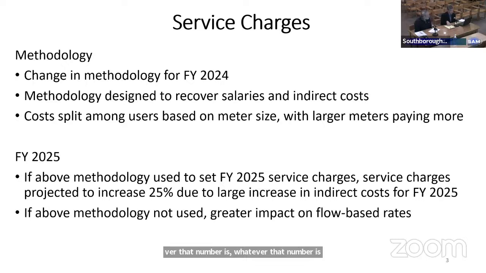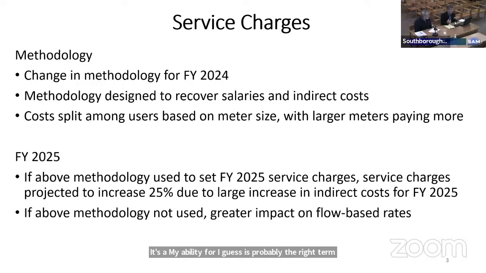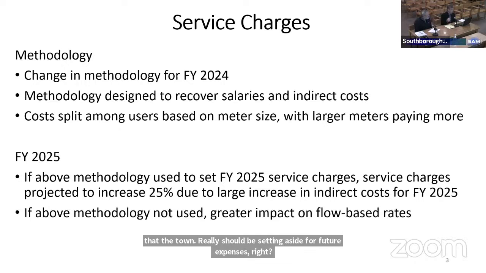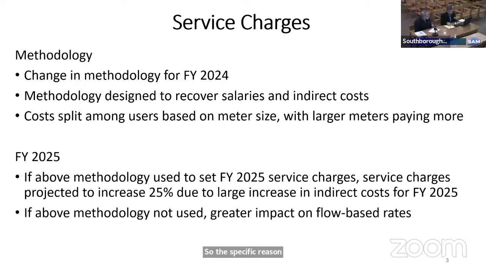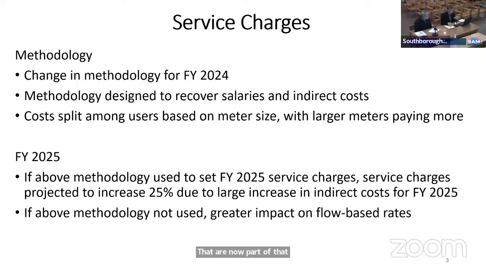OPEB specifically, are you familiar with OPEB and what it is? You are, okay. So that's an obligation, a liability, I guess is probably the right term, that the town really should be setting aside for future expenses. The specific reason why it went up, and I'm not an expert on this, but I did hear, is that multiple employees who weren't part of that calculation in the past are now part of it. The most recent actuarial study provided to the town included those employees, and therefore the number is higher than the last time the study was done.